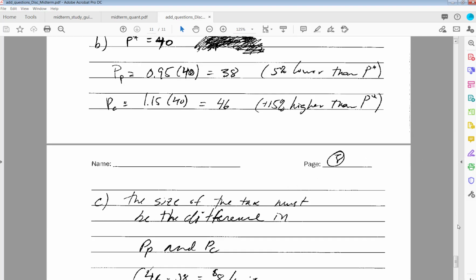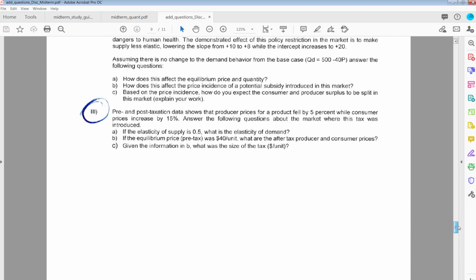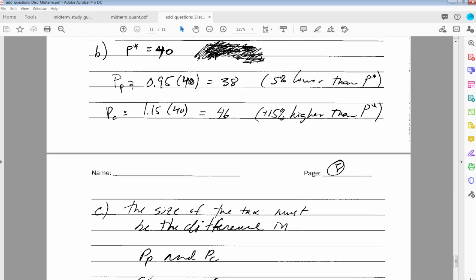What is the third question? I think it asks for the tax. Sorry, scrolling a lot. Given the information from Part B, what was the size of the tax per unit? The size of the tax can only be one thing. It has to be the difference between the producer price and the consumer price. So don't get yourself into too many equations when it is simply a matter of saying this is a tax: consumer prices are above the free market price, producer prices are below the free market price. The total tax is shared between those two prices. That gap has to be the tax.